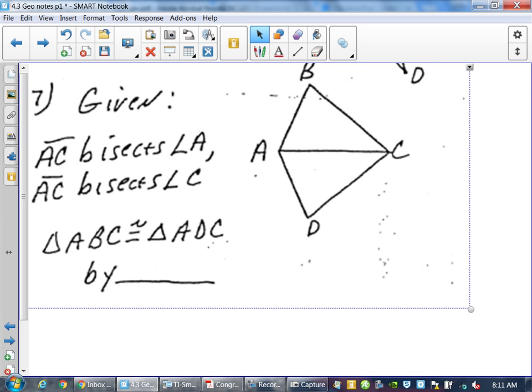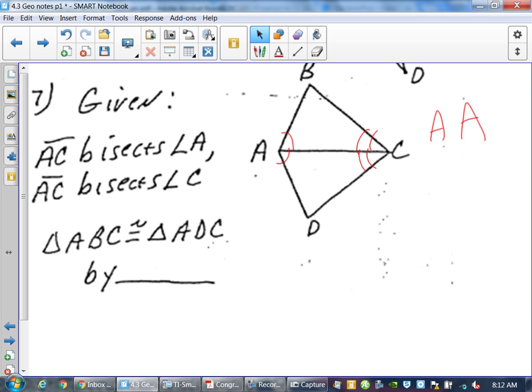This one's really easy. Shh, guys. This one's really easy. You have a bisector at A and a bisector at C. So you've got two sets of angles already set up. But you gotta know the vocabulary, right? You know what bisect means. Correct. What is a bisect? Do you have a side between them or a side after them? Between them, because it's reflexive.